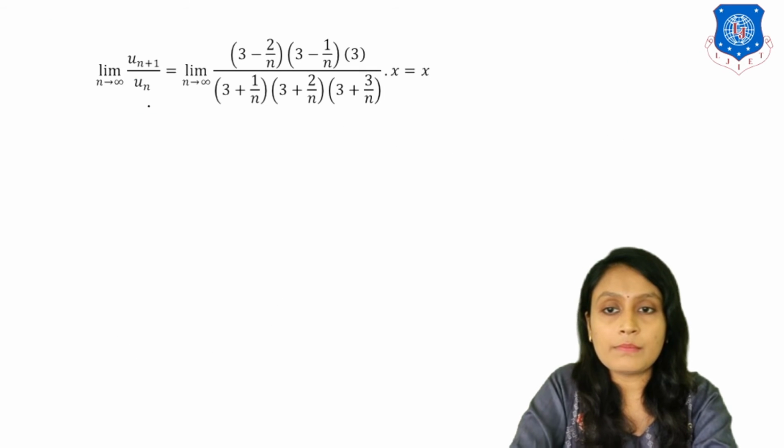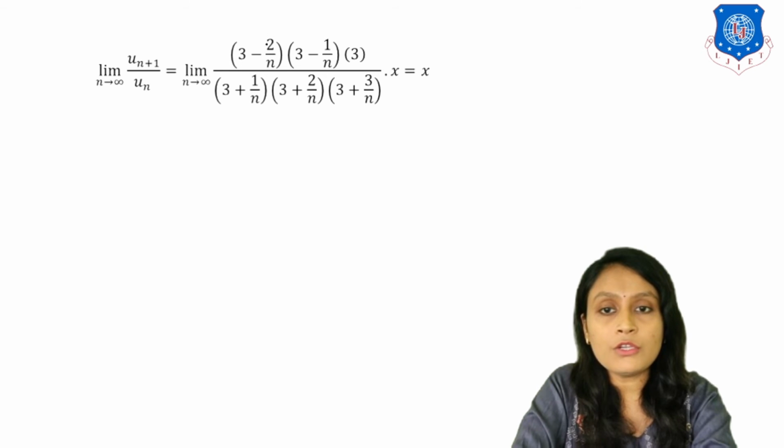Next we will apply limit, that is limit n tends to infinity un plus 1 upon un. Now we know limit n tends to infinity 1 upon n is 0, so all these terms will go to 0. What remains is only x, because here we have 3 into 3 into 3 and in the denominator we have 3 into 3 into 3, so it will get cancelled. So what remains finally is x.